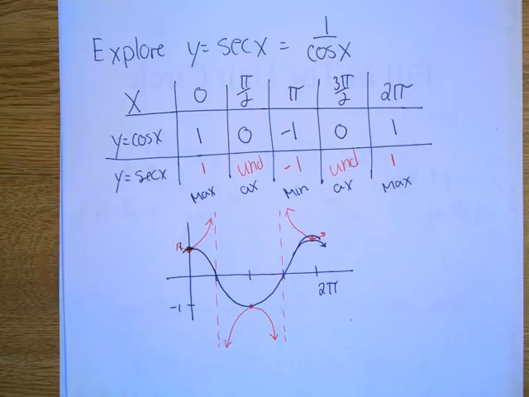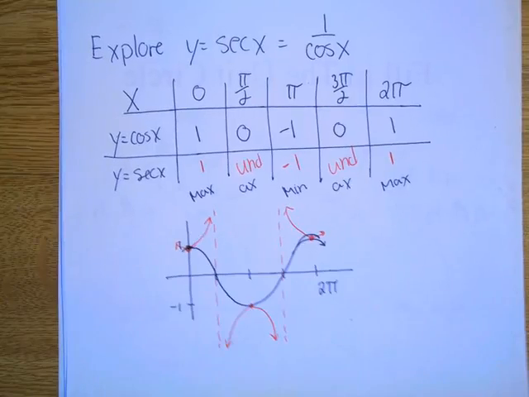So, undefineds are axis values are asymptotes. Maxes and mins are our U's opening up and down. Okay. Everybody ready? Here we go. Put it all together.